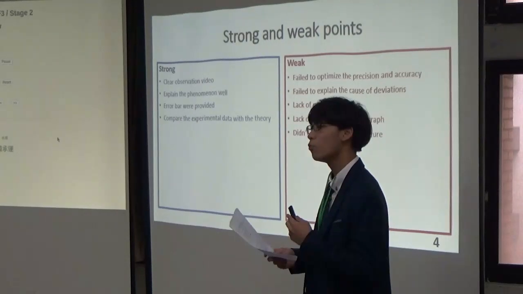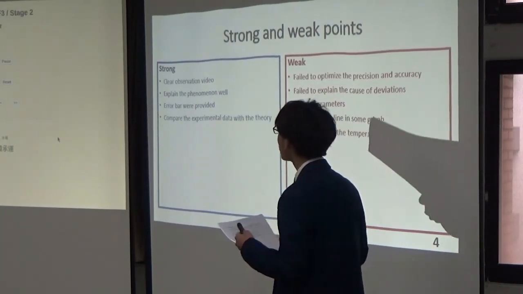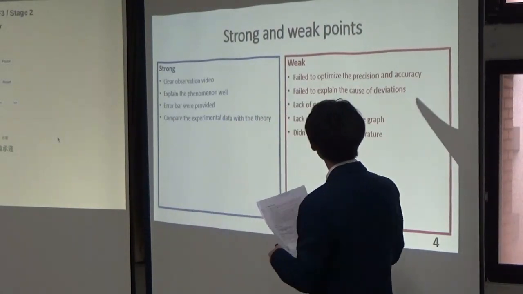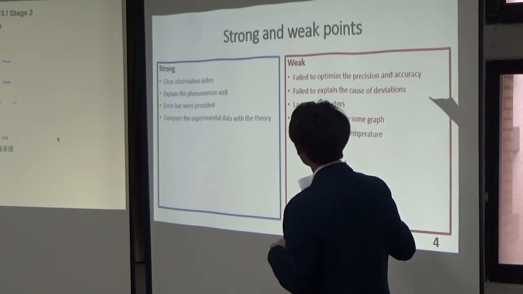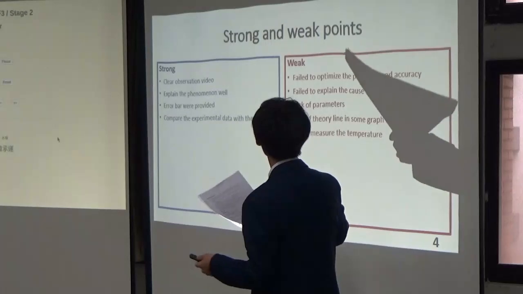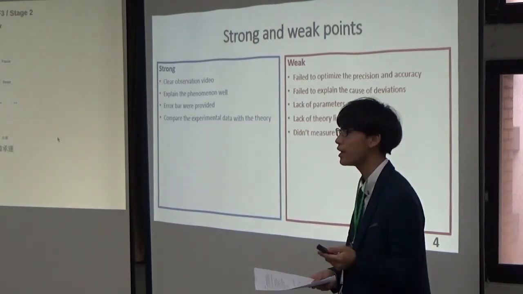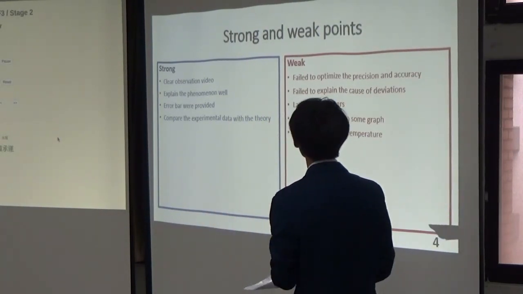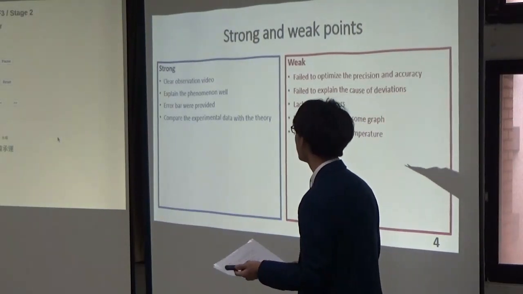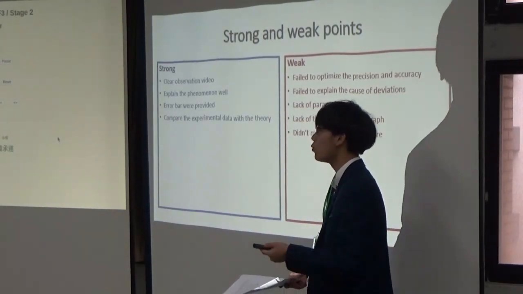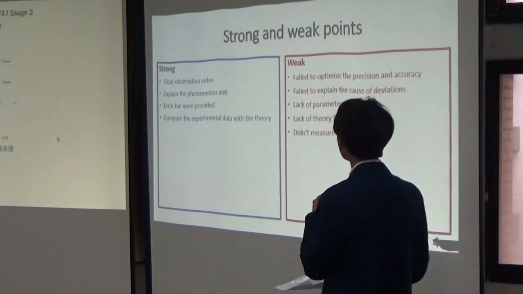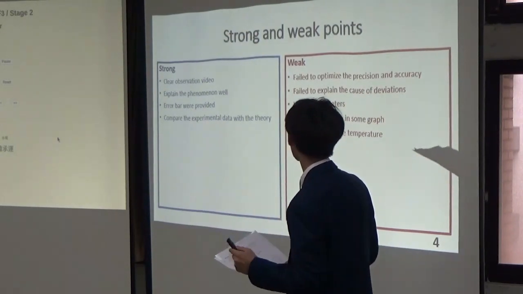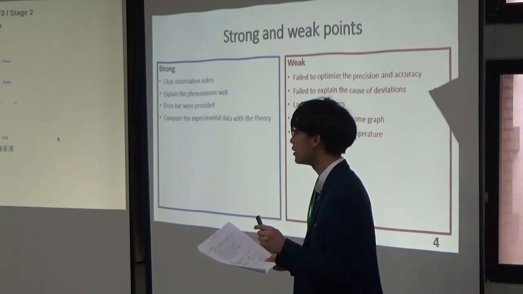Next, I'll be talking about the strong and weak points of the reporter. The reporter provided a clear observation video of how he conducted the experiment and showed the phenomenon well. However, he failed to optimize the precision and accuracy, but he did explain the phenomenon of the air muscle very well. However, he failed to explain the cause of some deviations. And he also provided lots of error bars in his graphs. However, he had a lack of parameters for experiments. And he also compared the experimental data with the theory he drew. However, there was some lack of theory line in some graphs. And the opponent didn't measure the temperature, which the opponent thinks is quite a major factor in this problem.